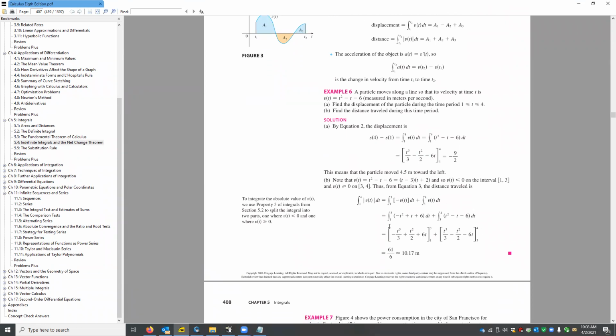If we look at this one, they split it up the same way. See here, from 1 to 3, they integrated negative v of t because they knew that v of t itself was negative from 1 to 3. So this extra negative right here makes it positive. And then you add that to your regular integral of v of t from 3 to 4. Computation is the same. They brought the negative in instead of waiting till the end, but same thing.